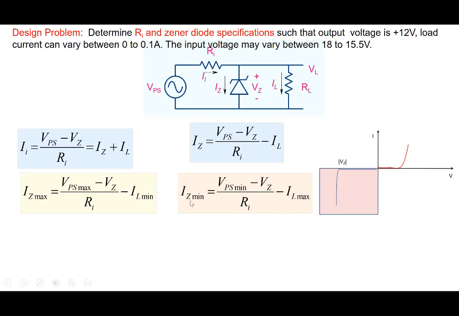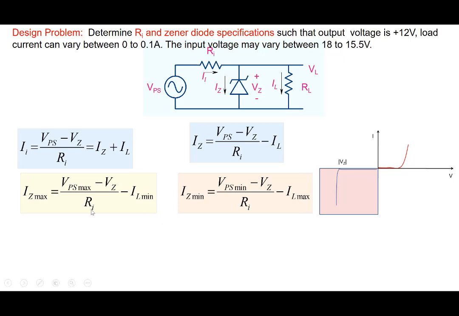So the issue here before us is we are given VPS max, we are given VPS min here. And since we want an output voltage of 12 volts, selection of VZ is easy. We want VZ equal to 12 volt here. So that's not a problem here. The issue before us is how to choose Ri.